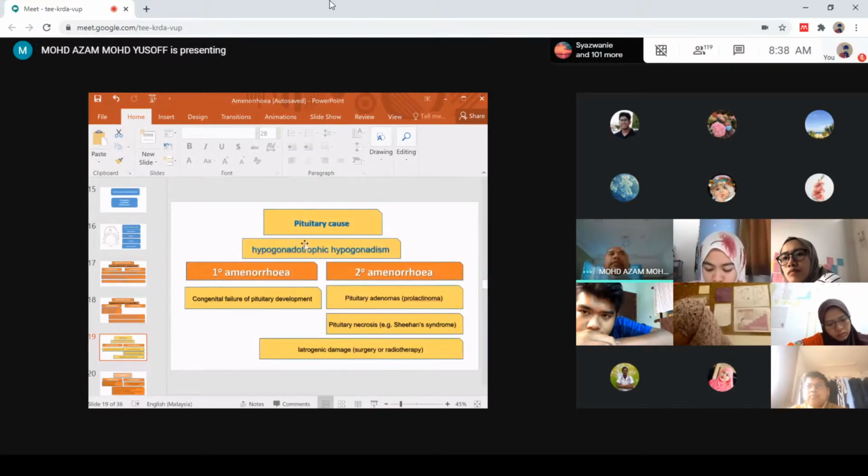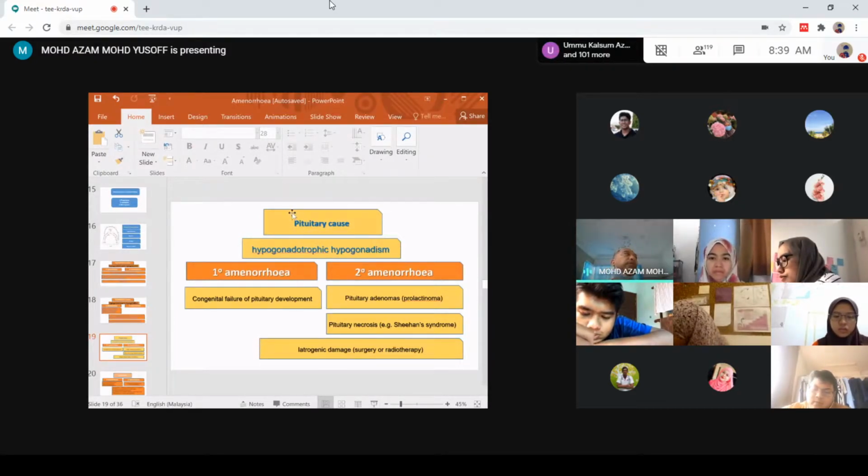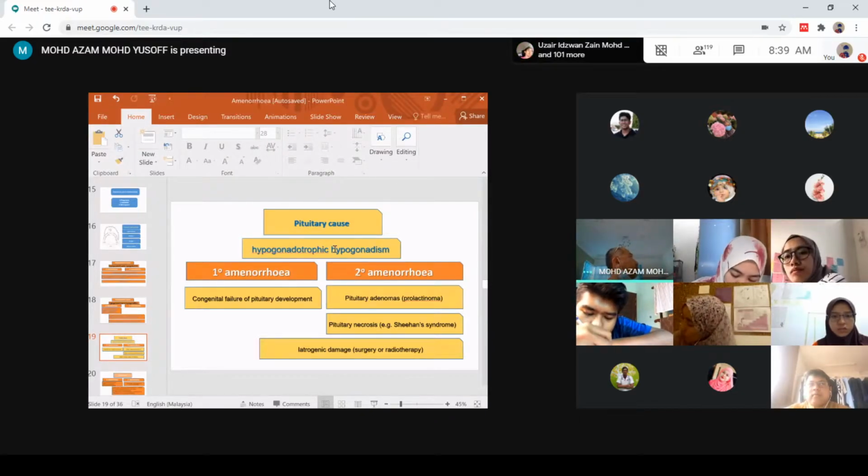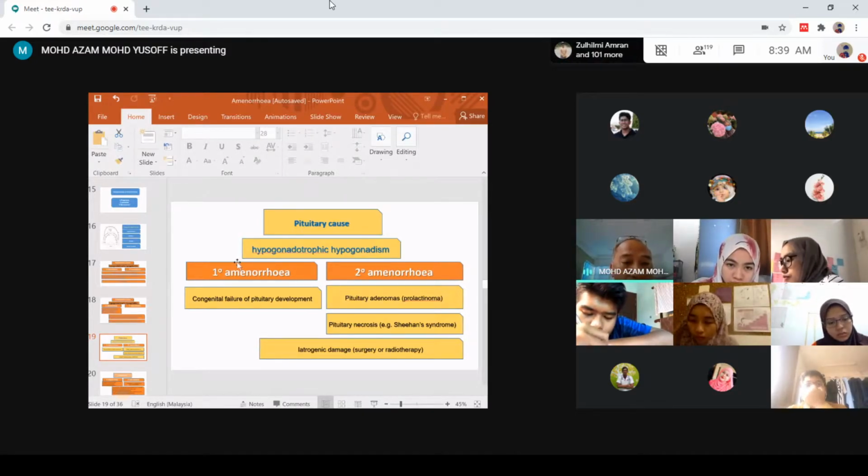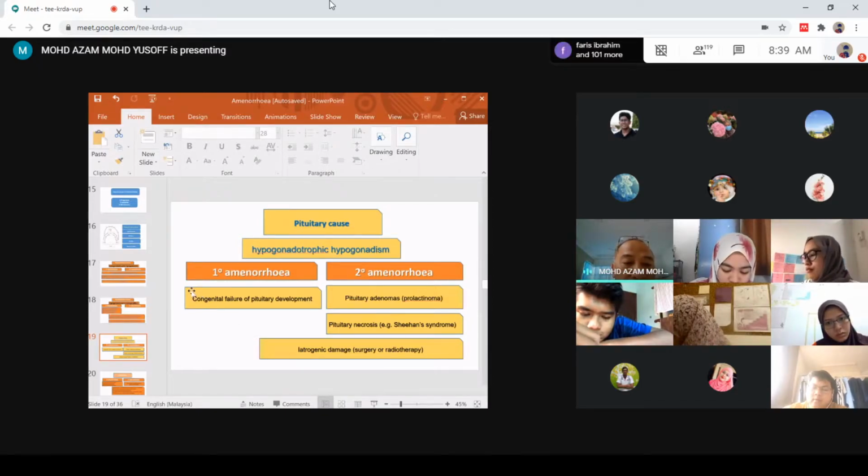Pituitary cause. So pituitary cause, hypogonadotrophic hypogonadism. There's primary and secondary amenorrhea. For primary amenorrhea, the pituitary cause is congenital failure of pituitary development. It's very rare actually. It's more towards primary. Pituitary adenoma is common in secondary amenorrhea.